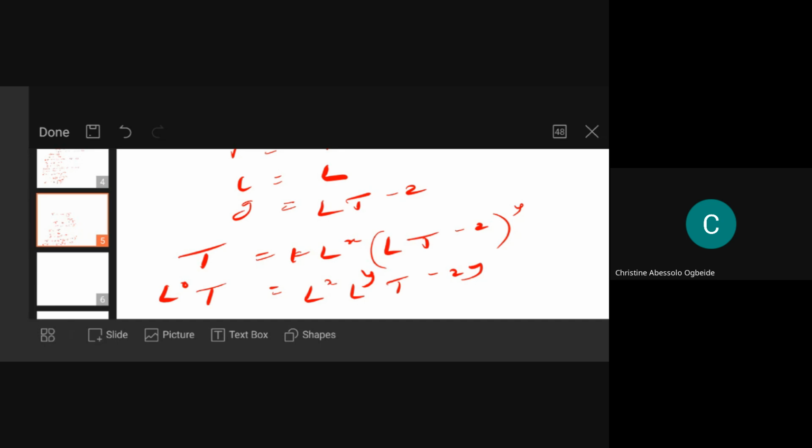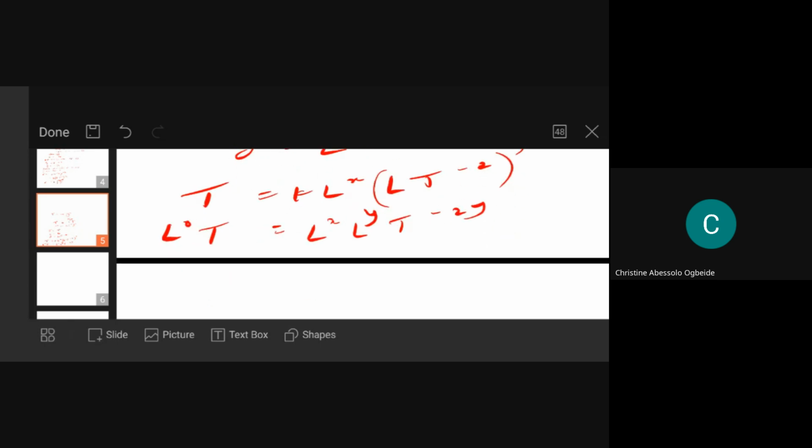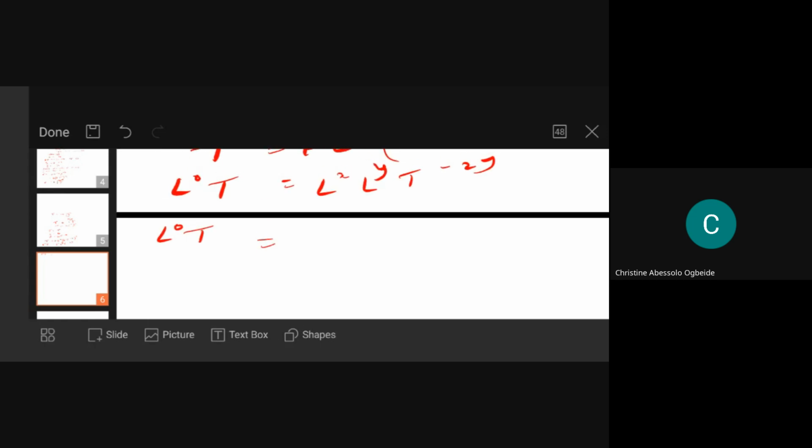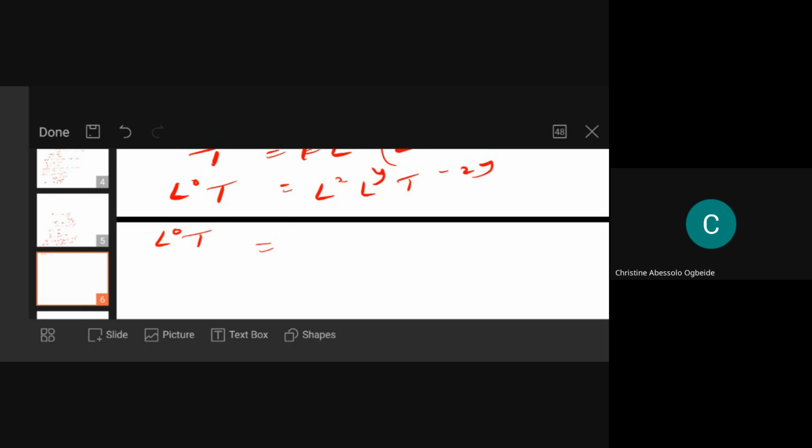And if I try to do that, I have that comparing powers. Before then, applying indices, this is L T raised to the power 1, which is what I have there. L raised to the power 0, T raised to the power 1 is equal to L raised to the power X, L raised to the power Y. I can multiply. That gives me L raised to the power X plus Y, according to the law of indices. Then this other one is T raised to the power minus 2Y.